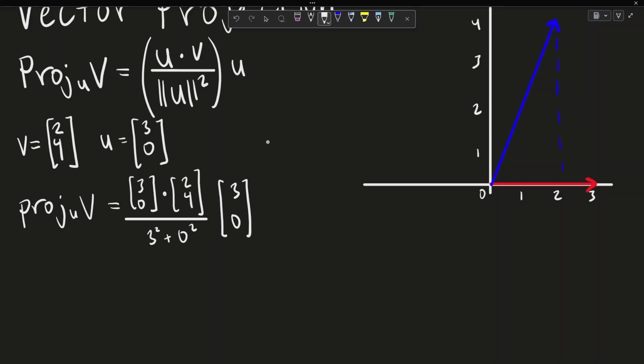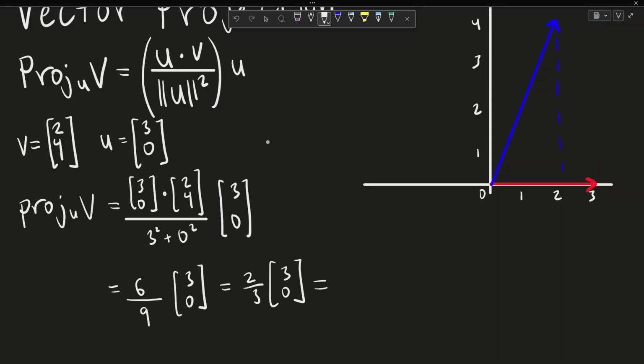And so if we solve this, we'll find that this gives us 6 plus 0 divided by 9, multiplied by 3 comma 0, which is equal to, if you don't know how to reduce fractions, what we have here is 2/3. And so we have 2/3 times 3 comma 0, and we can multiply this into each entry in the vector.